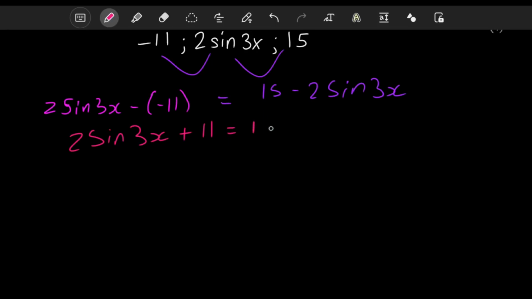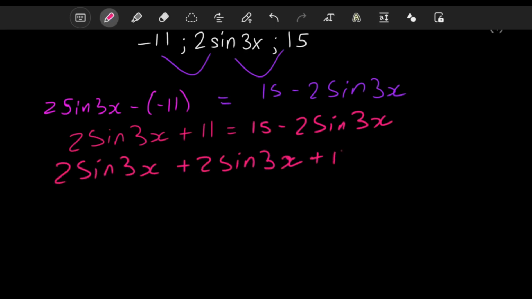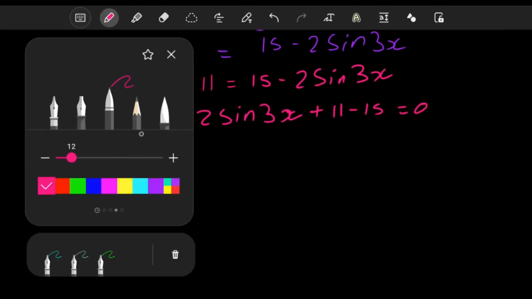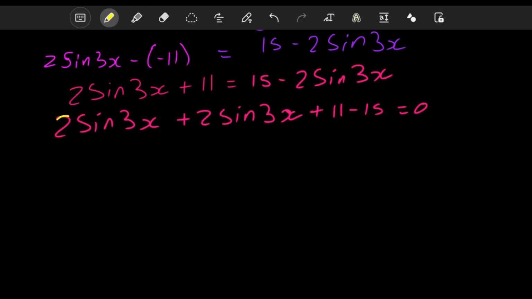You know these things. So this is 15 minus this. And then it makes sense to put the stuff all on one side. There we go. So you have 2 things that look exactly the same: 2 of this plus 2 more of that should give you 4 of them. And then here you see 11 minus 15. What is 11 minus 15? It's -4.